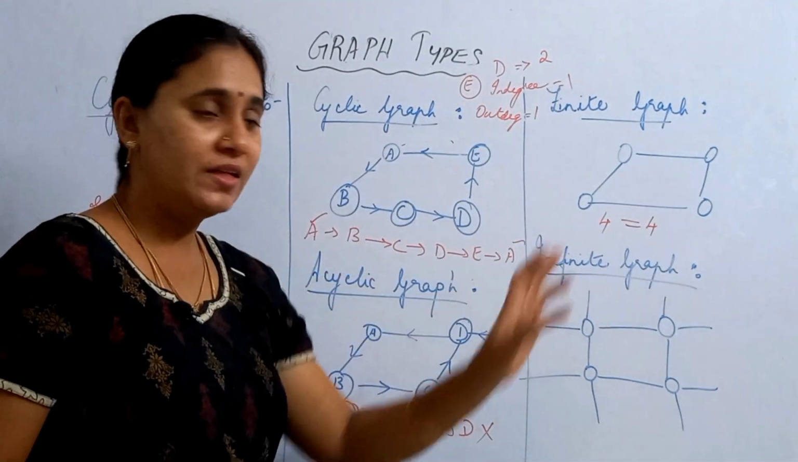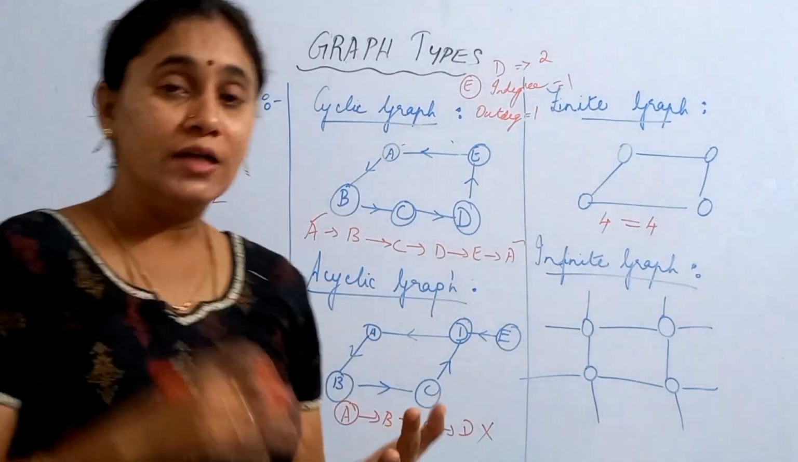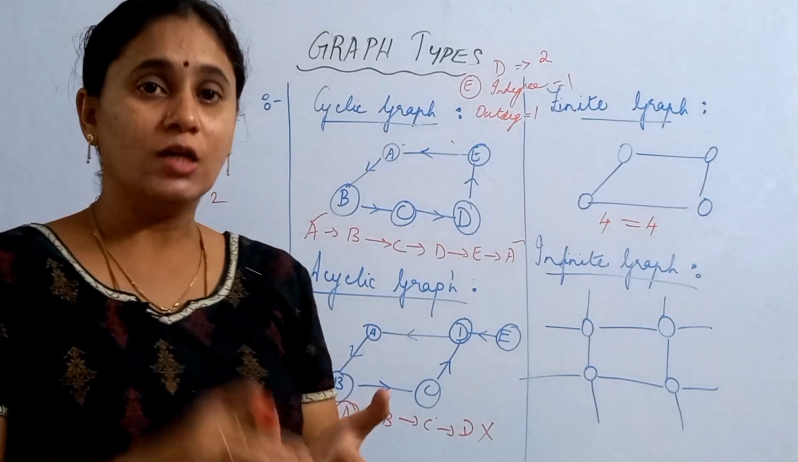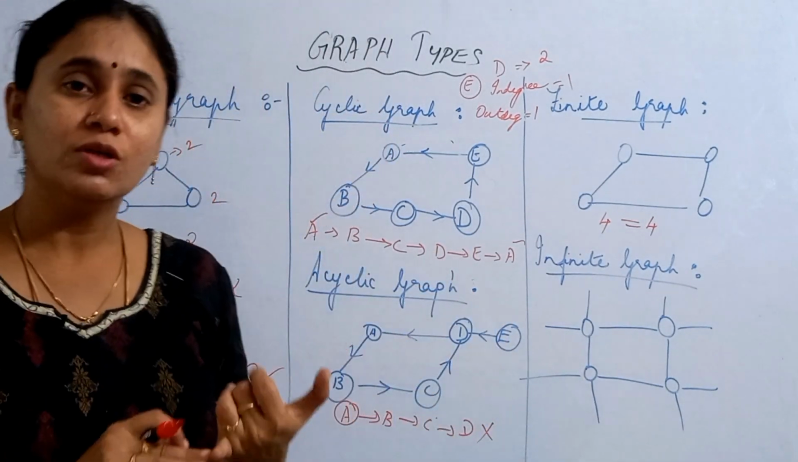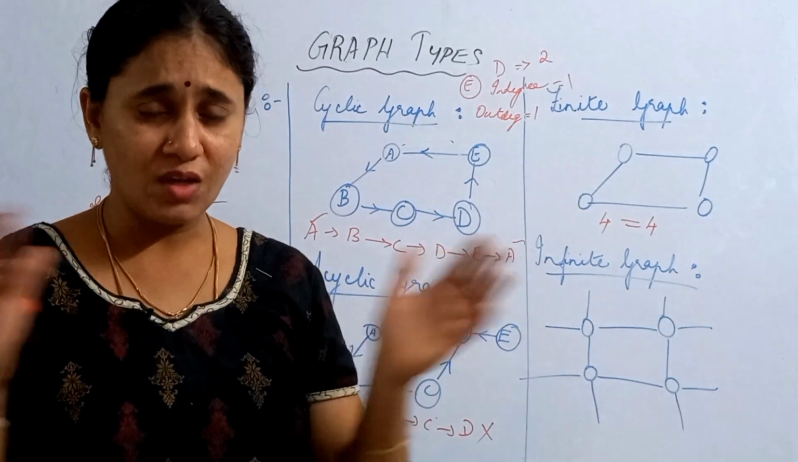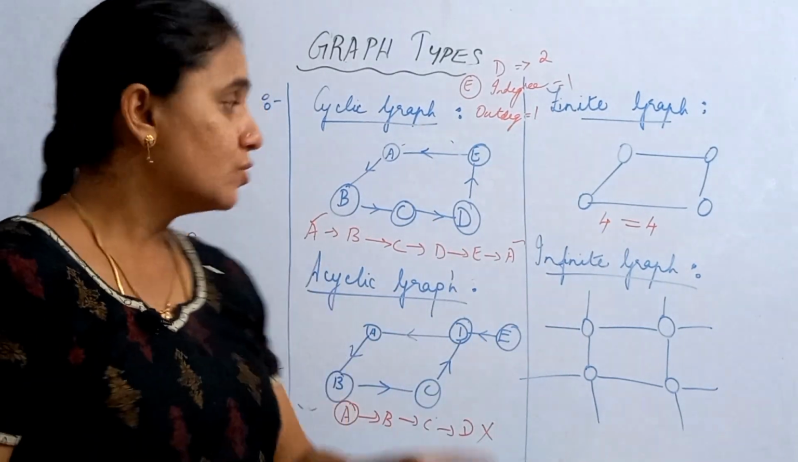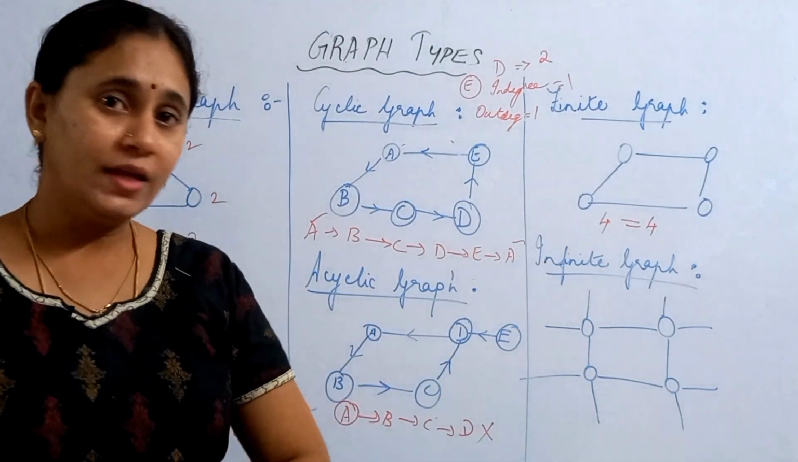So what is an infinite graph? An infinite graph will have uncountable vertices and uncountable edges. We cannot determine what is the total number of vertices and total number of edges. It will grow without having an end. So that is called an infinite graph. So this is an example, right?